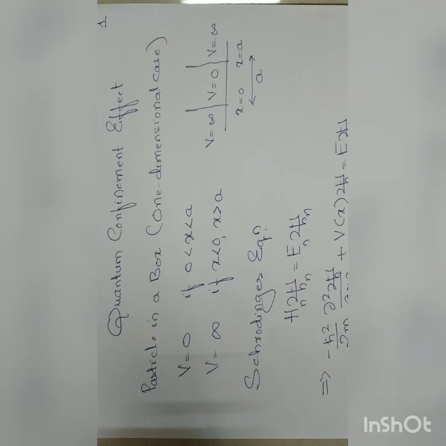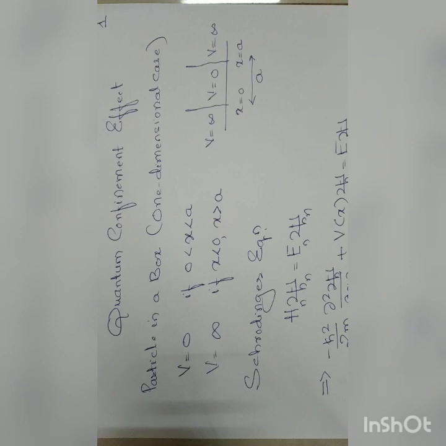For example, if we are talking about electron or electrons in a piece of metal, then you can say this is also particle in a box. Electron is a particle and the confinement, that is the piece of metal, is a box.